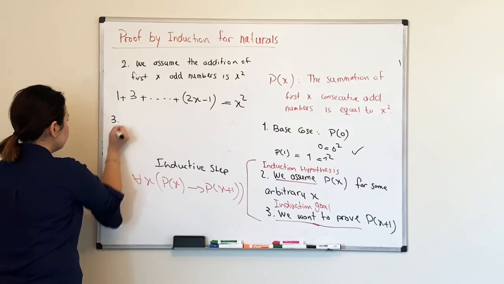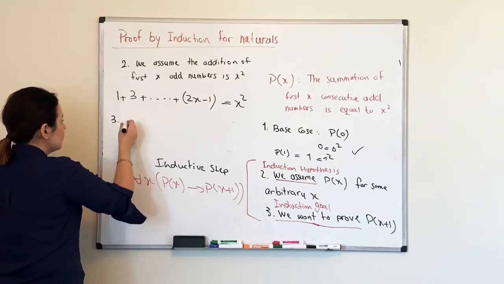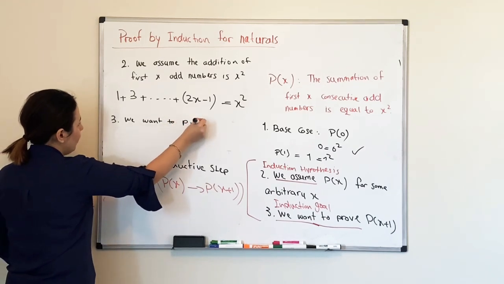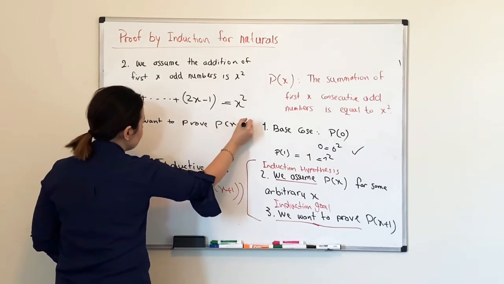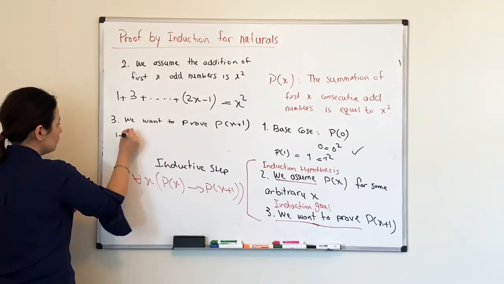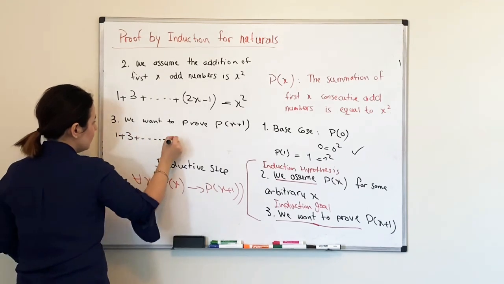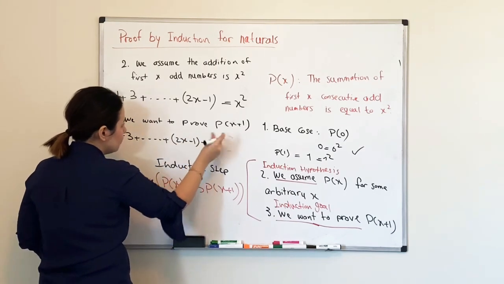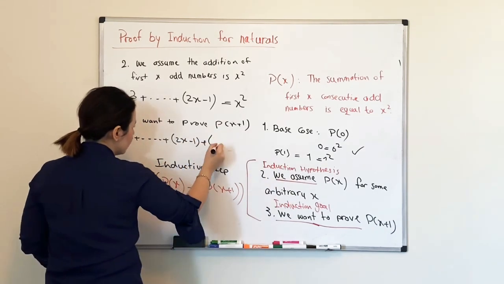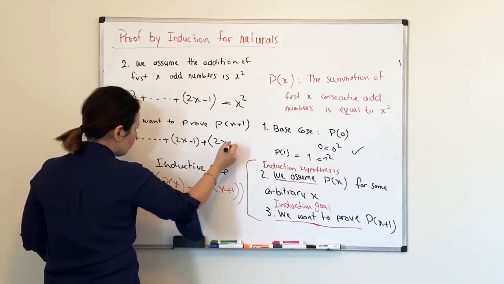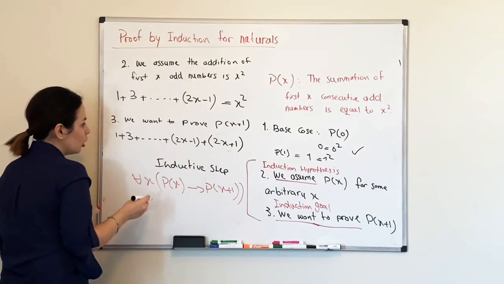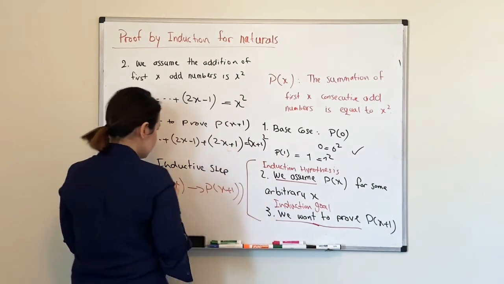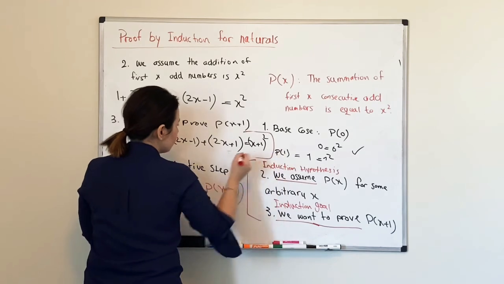And part 3, which is more challenging and is my goal, is that we want to prove P of x plus 1, which actually shows that 1 plus 3 plus up to 2x minus 1, which is the x-th odd number, but I need the x plus 1-th odd number as well, which is 2 more than that. And I want to show that it is equal to x plus 1 squared. This is what I want to show.